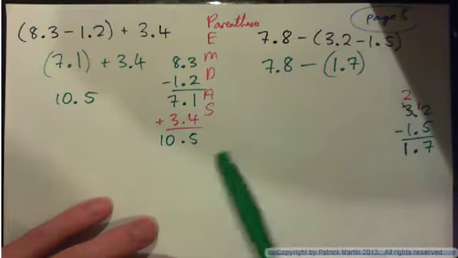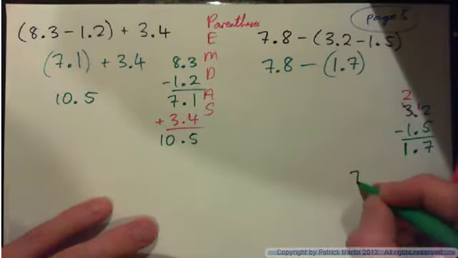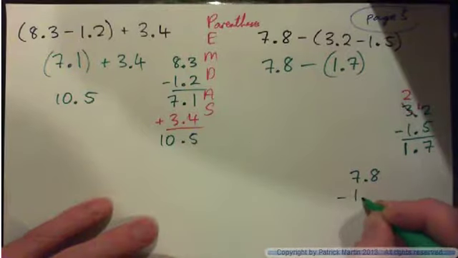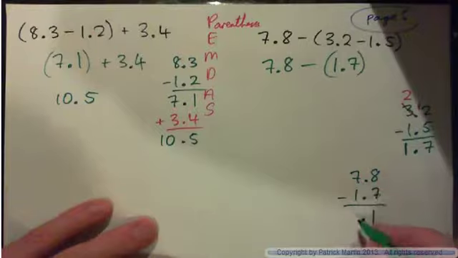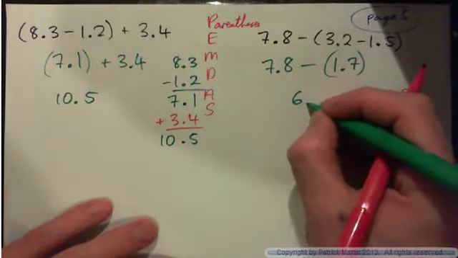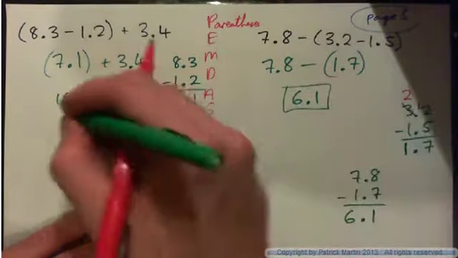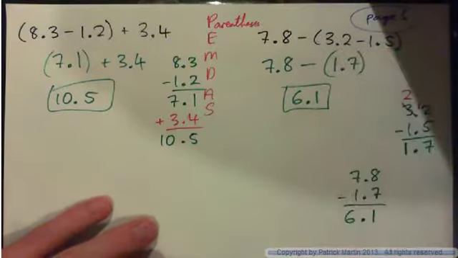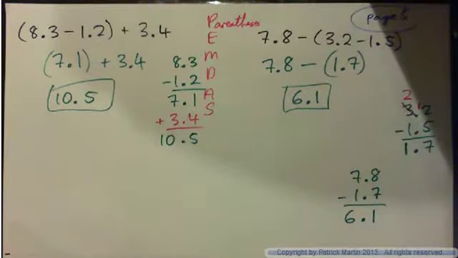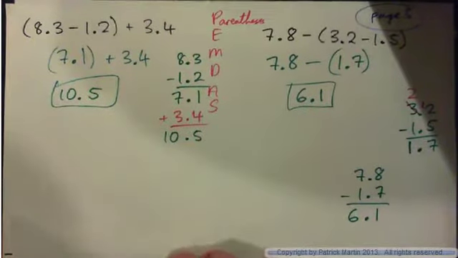So I have 7.8 minus 1.7, right? So just calculate that and then I've got it, right? 7.8 minus 1.7. 8 minus 7 is 1. 7 minus 1 is 6. So 6.1. But the trick on these was to make sure you do what's in the parentheses first and then do the rest, right? Because of the order of operations PEMDAS, right?